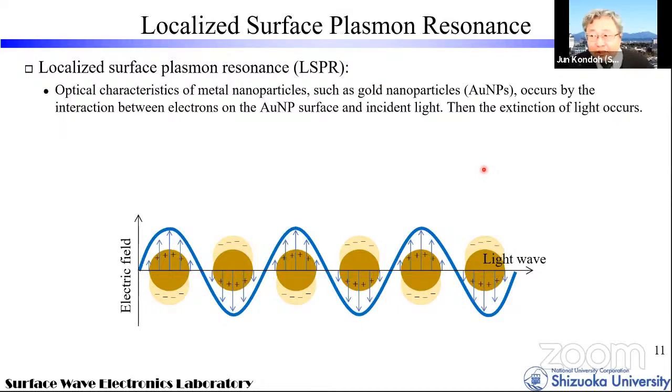Next is localized surface plasmon resonance. The LSPR application is covered a lot in this symposium. Several keynote speakers explained about the plasmonic effect. That is a very interesting optical characteristic of metal nanoparticles. And we have utilized gold nanoparticles, aurum nanoparticles, for sensor application.